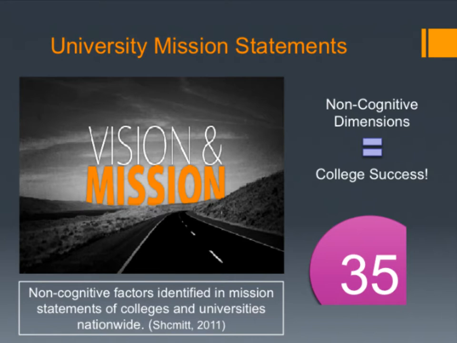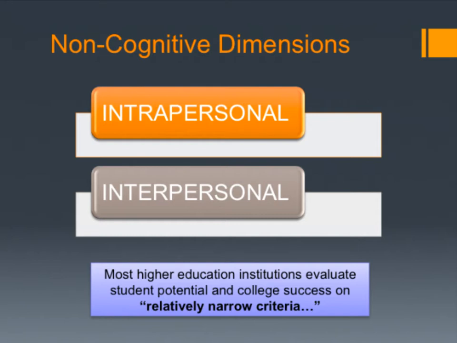So these dimensions fall on these interpersonal domains and deviate from the narrow criteria of GPA and test scores typically used as the primary indicators of college success rates. And so these non-cognitive factors, which were culled from the mission statements of 35 colleges, are things such as adaptability, leadership, intellectual curiosity, and multicultural appreciation, things that we care about in the classroom.